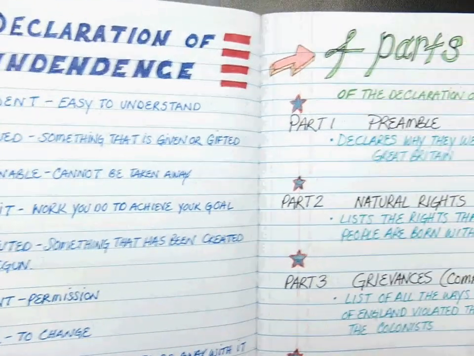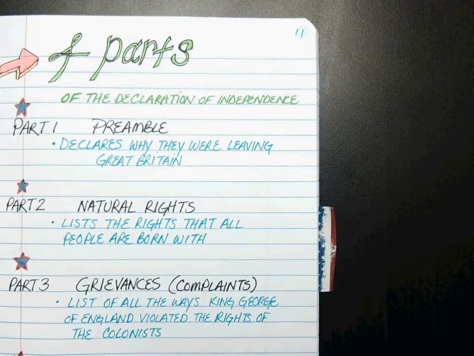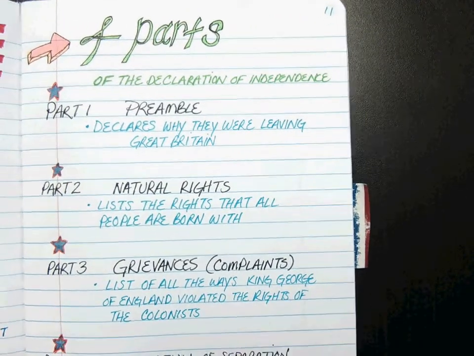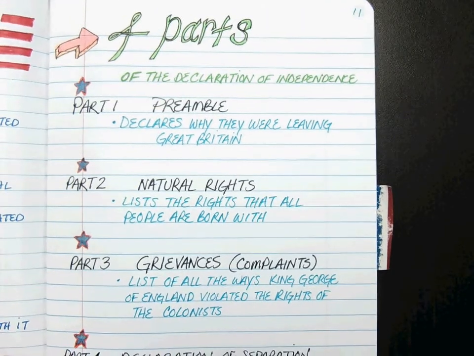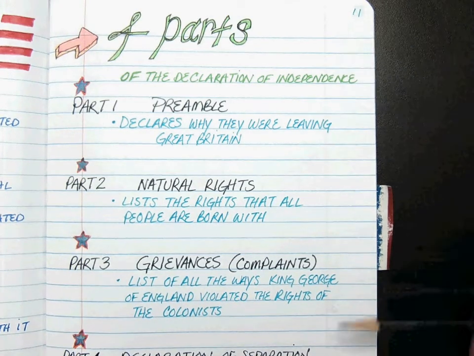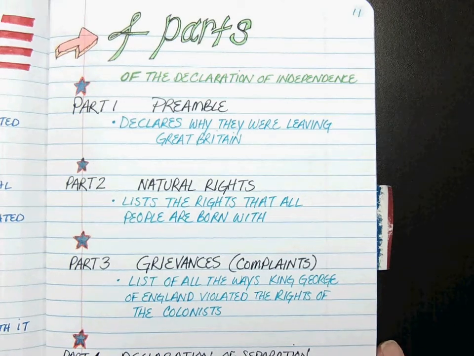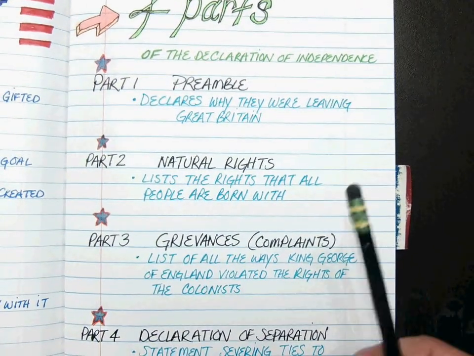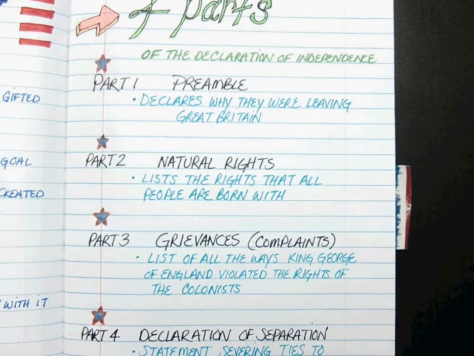On page 11, I want you to make a note that there are 4 parts to the Declaration of Independence. 4 different separate parts. And I want you to just get this list of things down. Part 1 is the preamble, and it declares why they were leaving Great Britain. Because obviously it's a Declaration of Independence, so we need to say why we're leaving it.